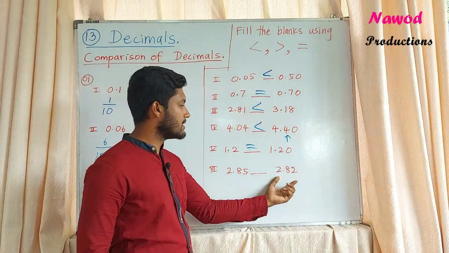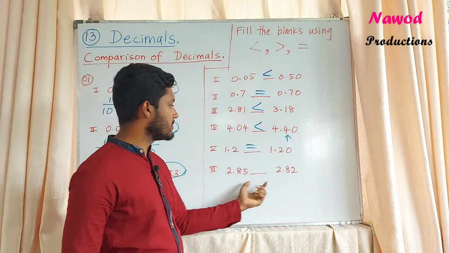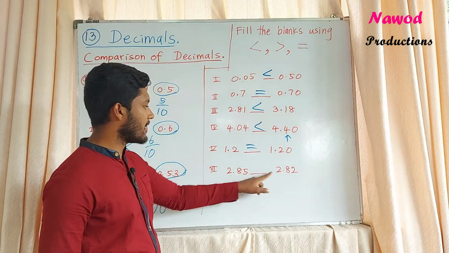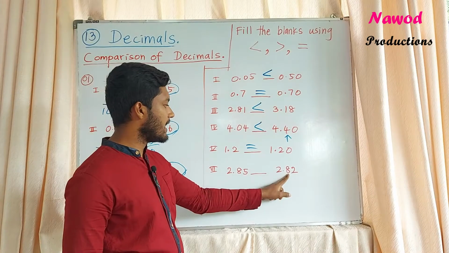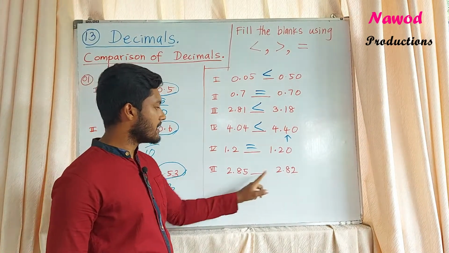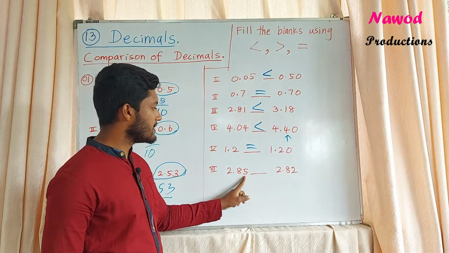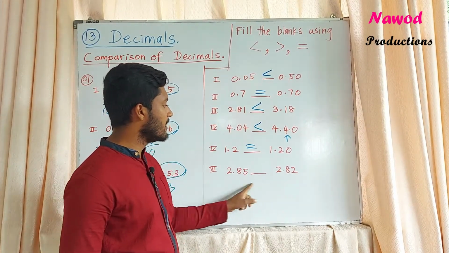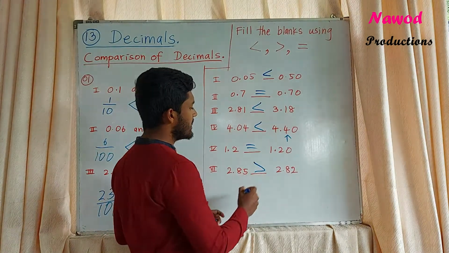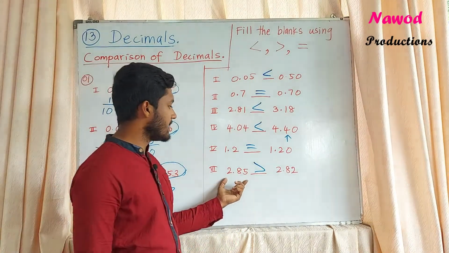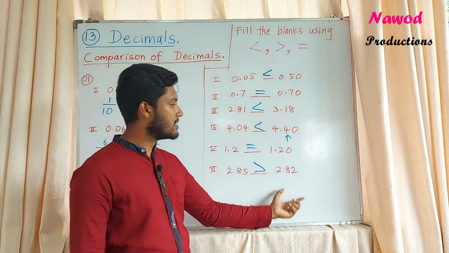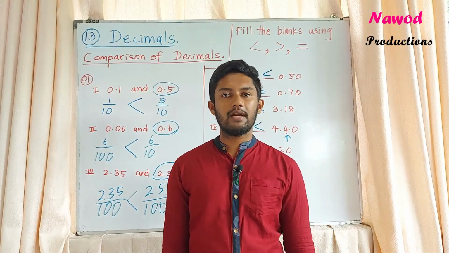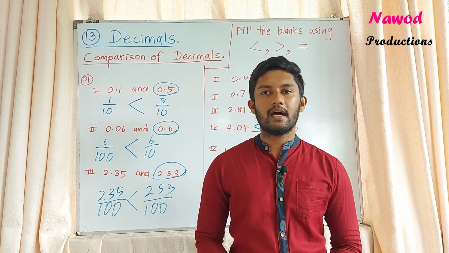2.85, 2.82. The ones places are equal, 2. The tenths places are equal, 8. Then considering the hundredths places, 5 and 2, 5 is bigger than 2. Then we can understand 2.85 is bigger than 2.82. Likewise, we can compare the decimals by using inequality signs and equal signs.